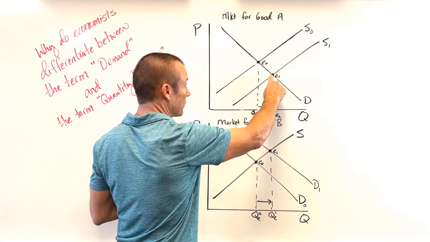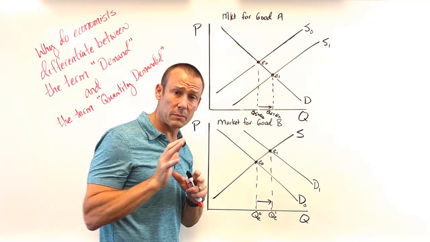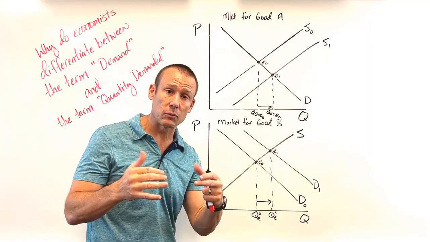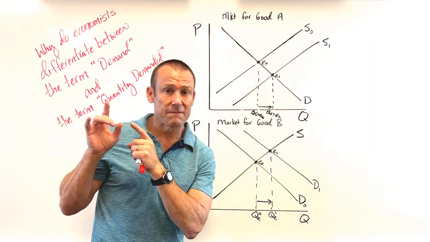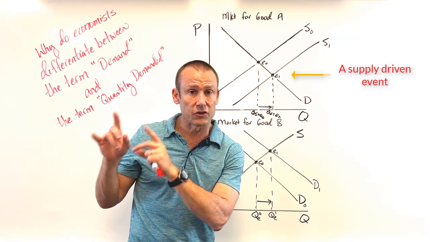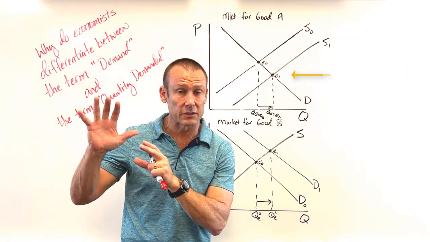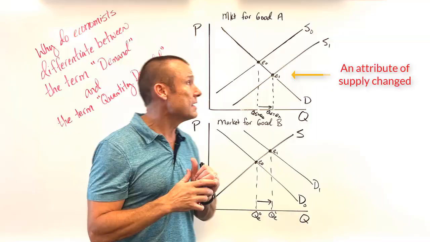We went from E sub 0 to E1. The quantity we're demanding is increasing. Why? Because the price went down. But why did the price go down? Because a fundamental attribute of the supplier changed. That advancement in production technology, which we call supply, is a shift to the right.